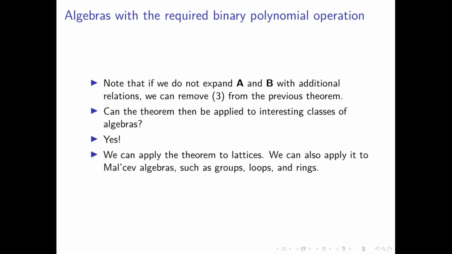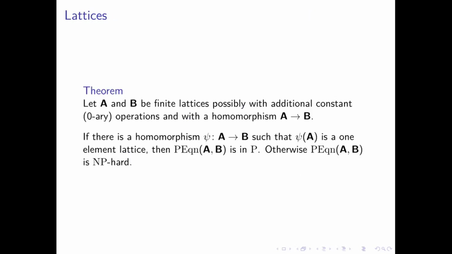So some examples: lattices, Malsev algebras is the big one. That's really the end goal of this talk, to get to the Malsev algebra case, because the statement there is much nicer. And then, of course, if you have it for Malsev algebras, you get a dichotomy for any algebra which is a Malsev algebra.